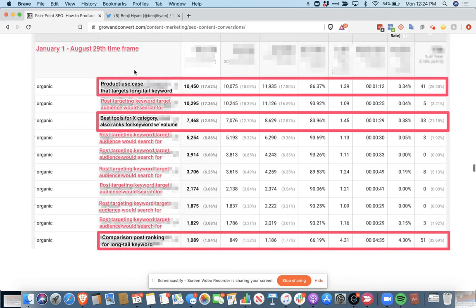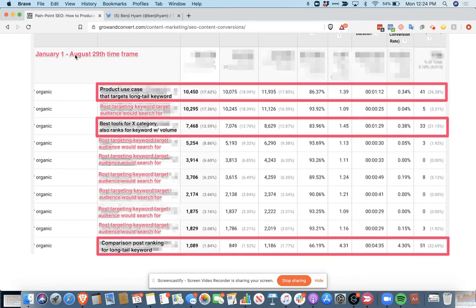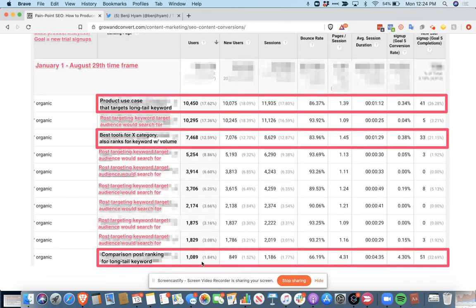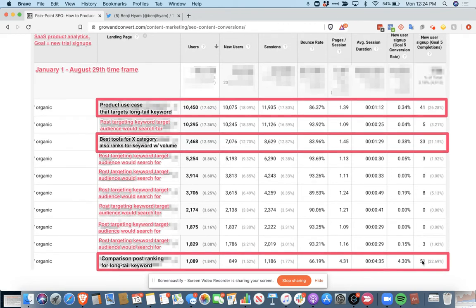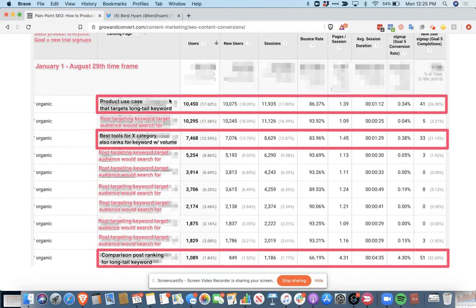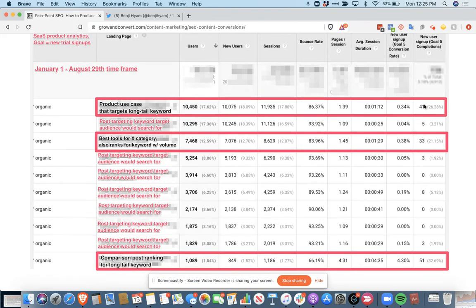And then we also share that you should prioritize intent over volume. Now, this is the blog post here that makes this argument. A blog post from January 1st to August 29th, while it only had 1,000 users to this page, yielded 51 product signups versus the highest volume in terms of traffic, which only yielded 41 in the same time period. Again, further making the case that the buying intent around the keyword is more important than pure volume.